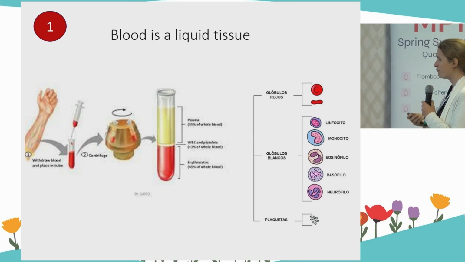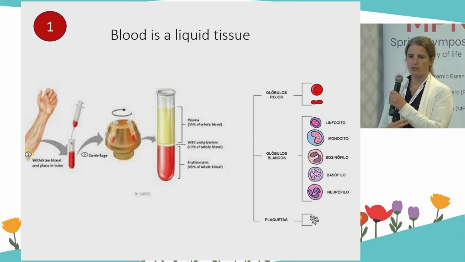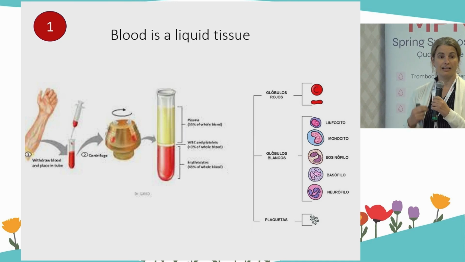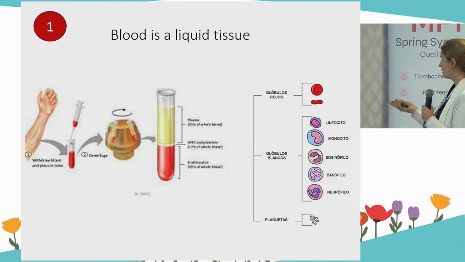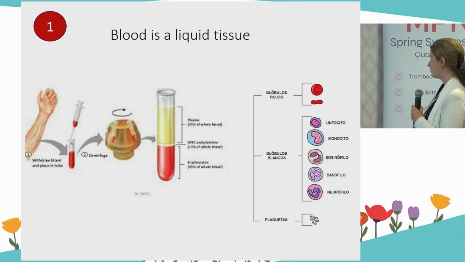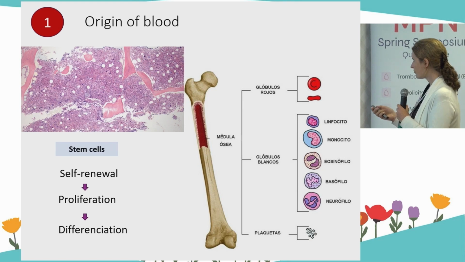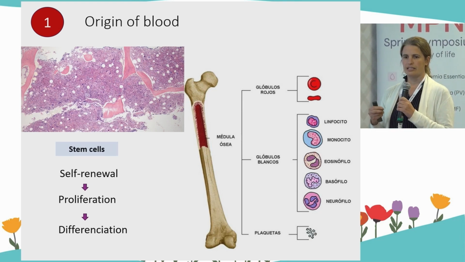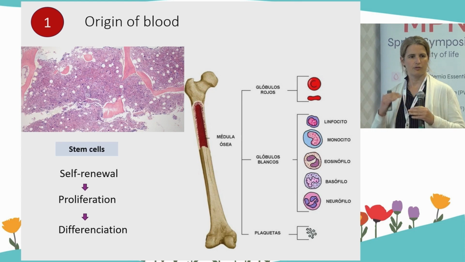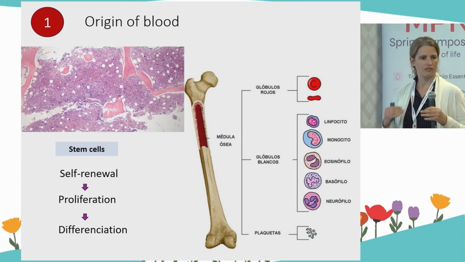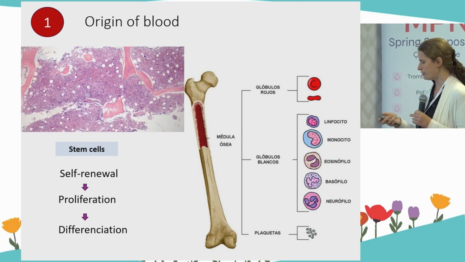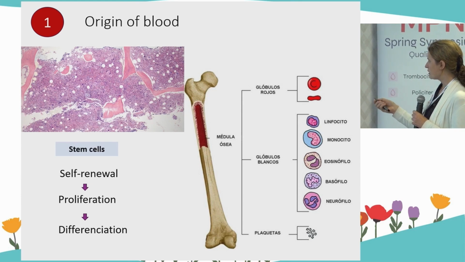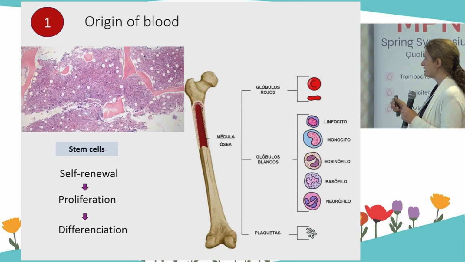The blood is a tissue. We have the skin that is a solid tissue, and we also have the blood that is a liquid tissue. And where does this blood come from? This blood comes from the bone marrow, and it's a constant process. We are constantly producing all the elements of blood. In the bone marrow there is a mixture.